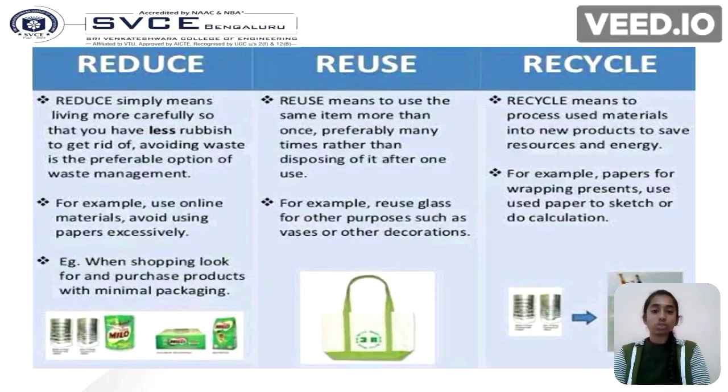And next, reuse. Reuse means to use the same item more than once, preferably many times, rather than disposing of it after one use. For example, reuse glass for other purposes such as a vase or other decorations, and also papers. Recycling means to process used materials into new products to save resources and energy. For example, papers for wrapping presents, use used paper to sketch or do calculations.